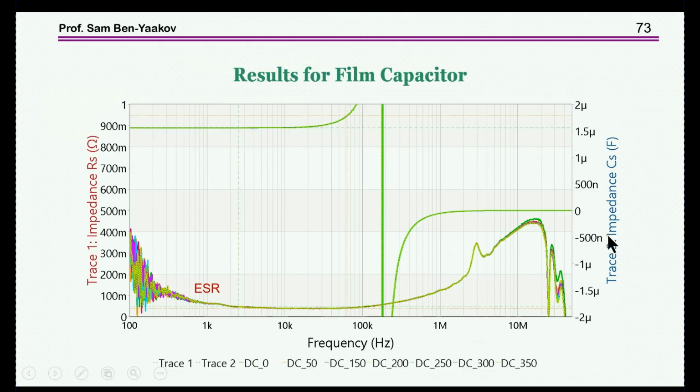So here it is. Now, this is the inductive part. Here it is. And this is the capacitive part. This is the capacitor. And this is the ESR. And the ESR here is for different voltages, up to 350 volts. This is our film capacitor. It's an MKP type, I guess, capacitor.